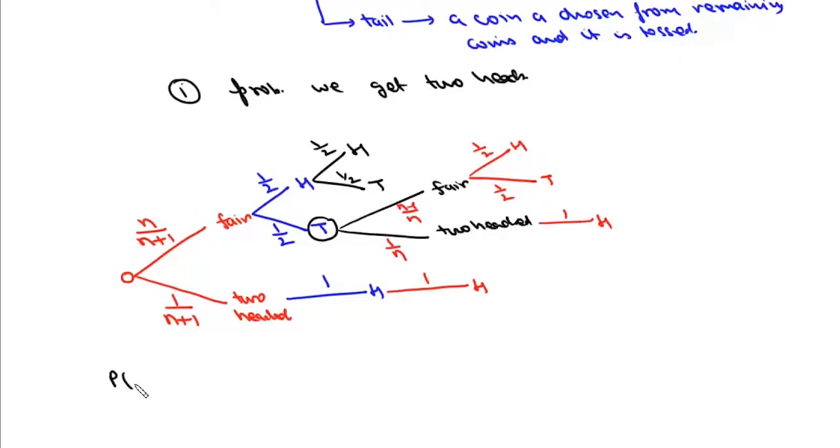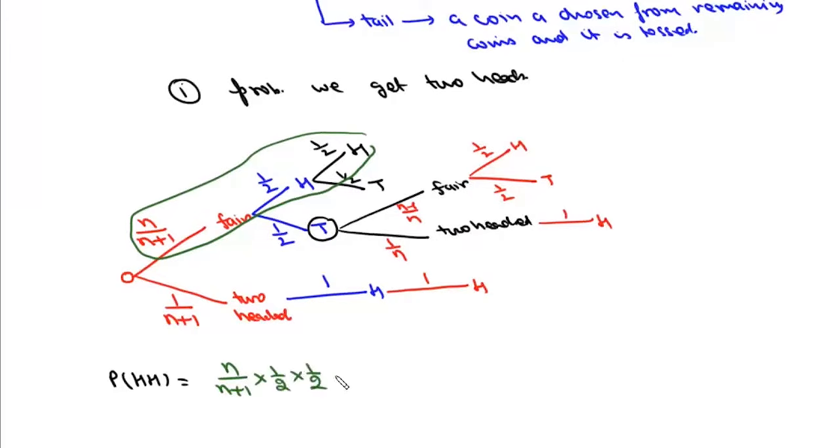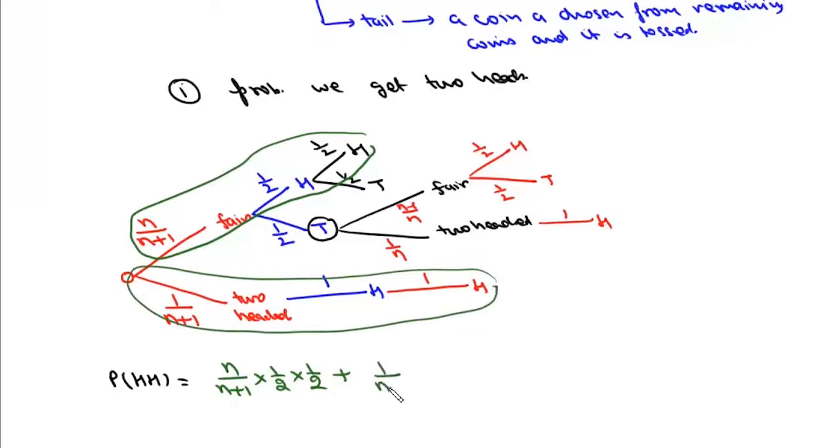Now we have to find the probability that we get two heads. In this case, it is n upon n plus 1 into 1 by 2 into 1 by 2, plus, in this case, 1 upon n plus 1 into 1 into 1. So this is n plus 4 upon 4 into n plus 1.